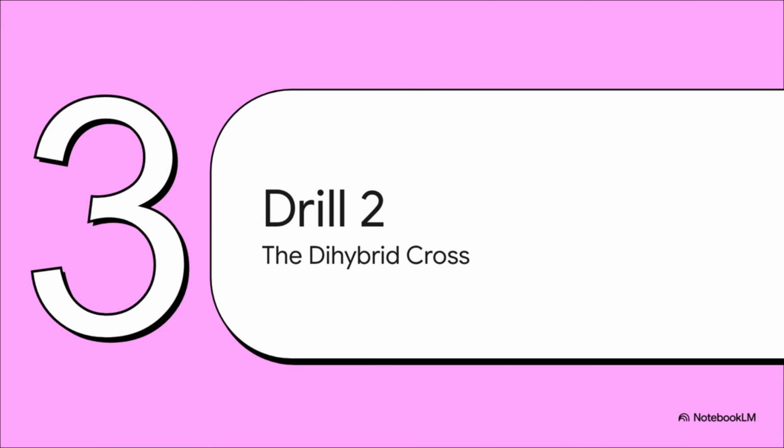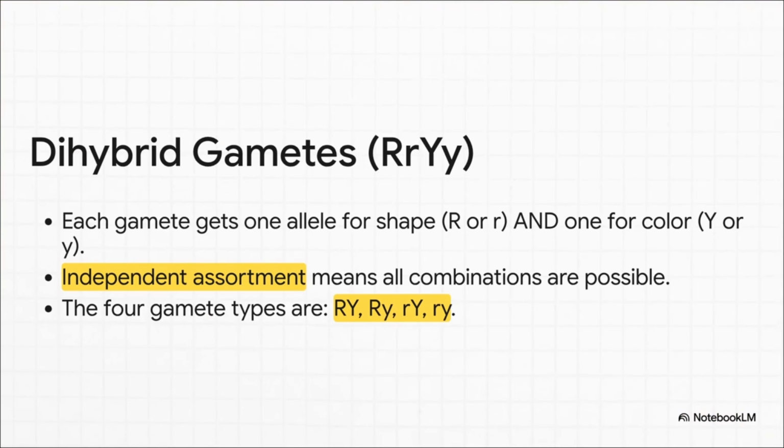It's time to level up. Let's move on to drill number 2, the dihybrid cross. This is where it gets really interesting, because now we're going to track 2 traits at the exact same time, say a pea plant seed shape and its color. So the whole key to this is understanding how a parent passes on its alleles for 2 different traits.